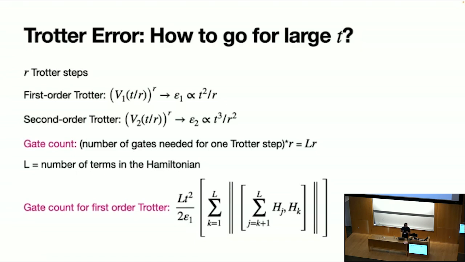So for example, in the first-order approximation, the error will be second order. So it's t squared over r squared, where r is the number of Trotter steps. And you multiply that error of one Trotter step by the number of Trotter steps. You get t squared over r. And now you can choose the number of Trotter steps accordingly, according to the error of the approximation that you want.